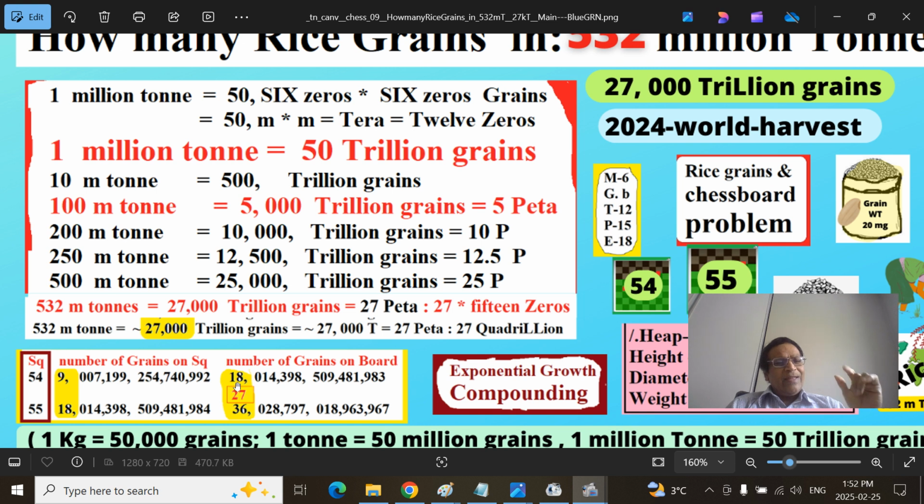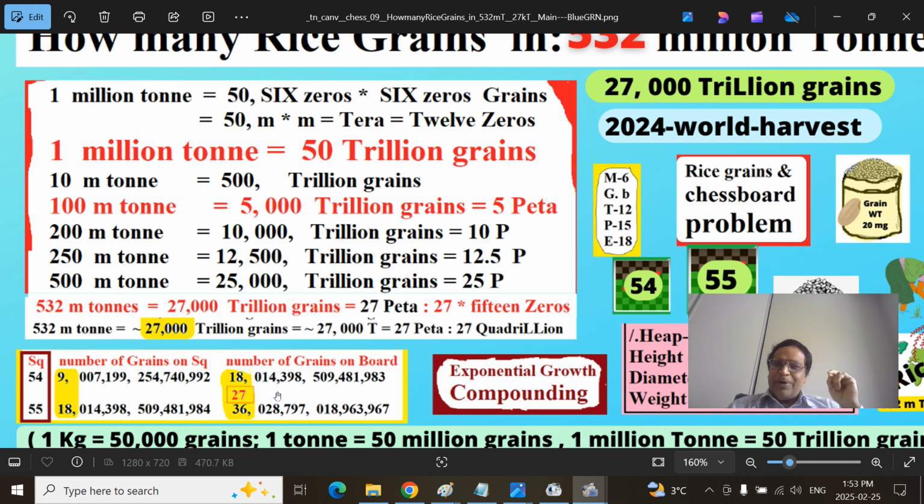In the next square, remember, whatever you have is almost the same, with one grain difference. So, excuse me for my allergies, on the 55th square you will put 18 peta grains. That means the chessboard, including the 55th square, will have 36 petagrains. What number do we have here? That is 27 petagrains. Somewhere between 54 and 55, you have to stop. That is the global harvest.